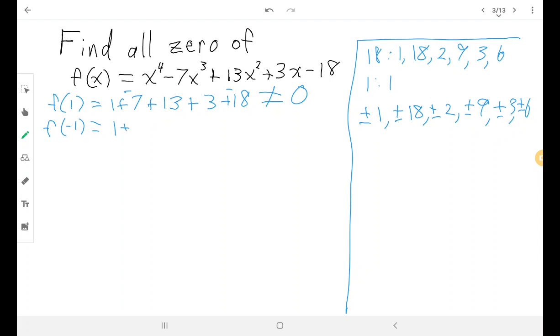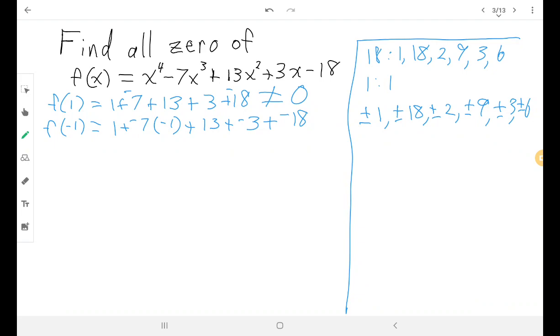Plus negative 7 times negative 1 to the 3rd, which comes out to be negative 1, because negative 1 times negative 1 is positive 1, and then positive 1 times another negative 1 is negative 1. Plus 13 times negative 1 squared, which is positive 1, so 13 times 1 is 13, plus 3 times negative 1 would be negative 3, minus 18 or plus negative 18.